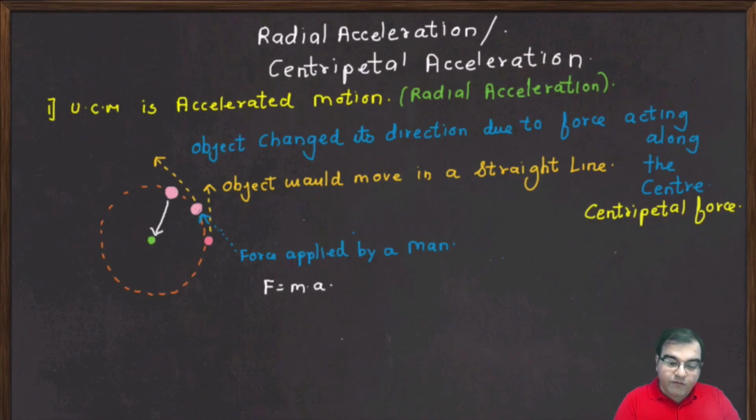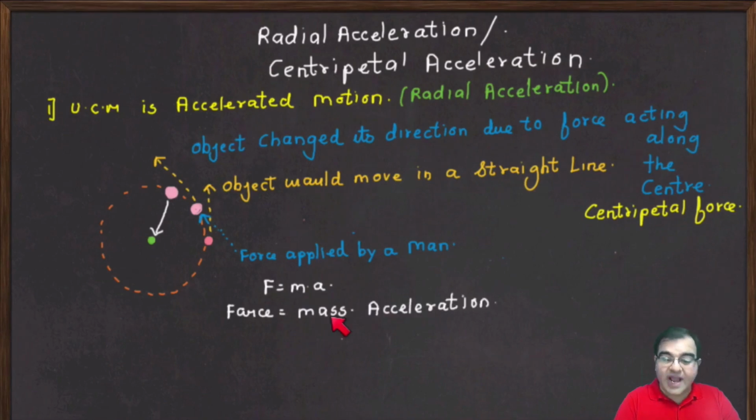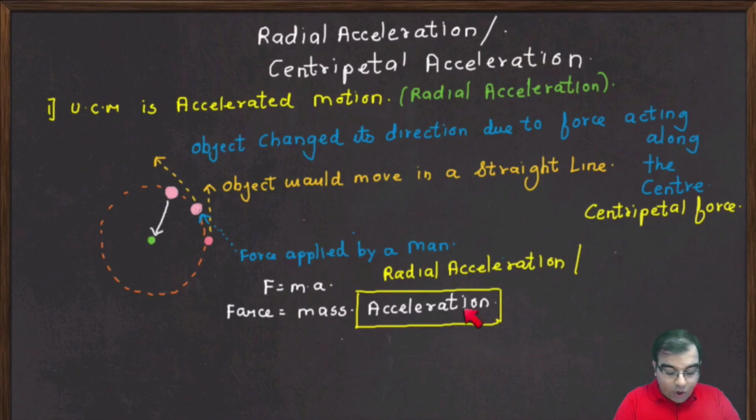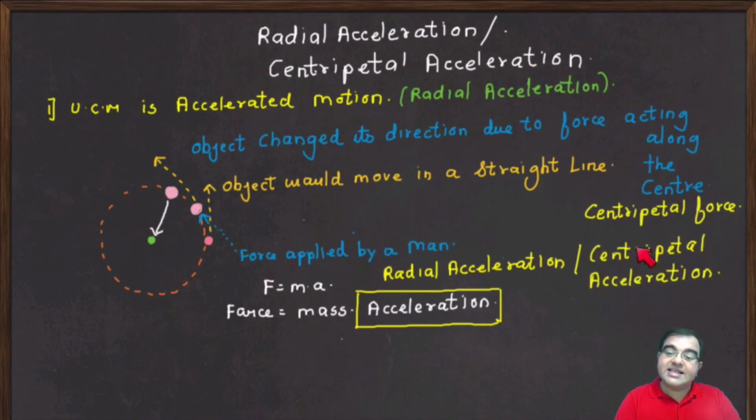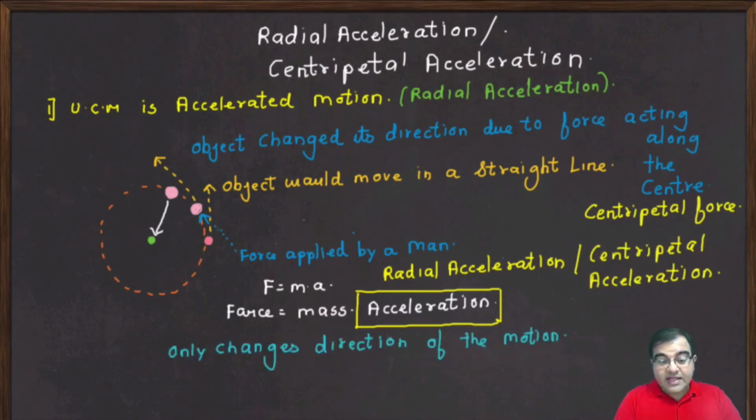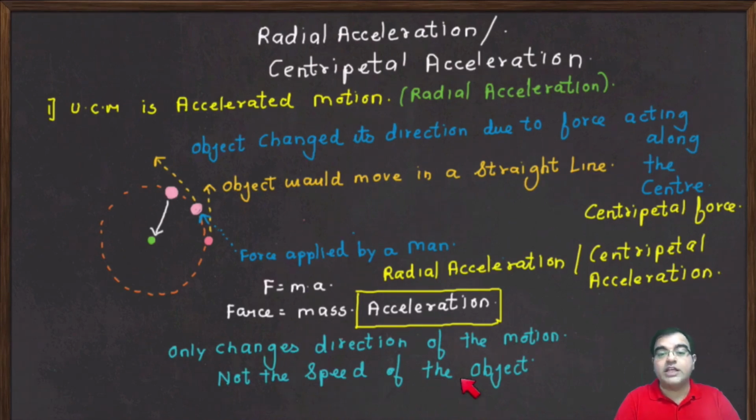We know the formula of force as mass into acceleration. So obviously whenever there is a force, there will be an acceleration associated with it, and this acceleration is called the radial acceleration. So the acceleration which is associated with the centripetal force is called the radial acceleration, or the centripetal acceleration. Now this force is only going to change the direction of the motion. It is not going to change the speed of the object.